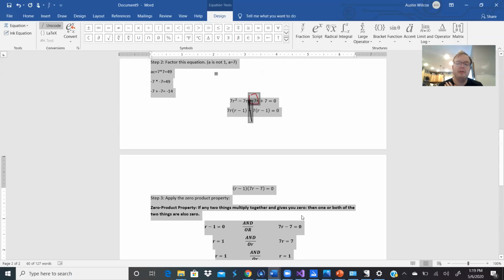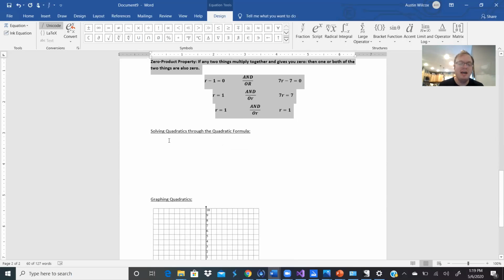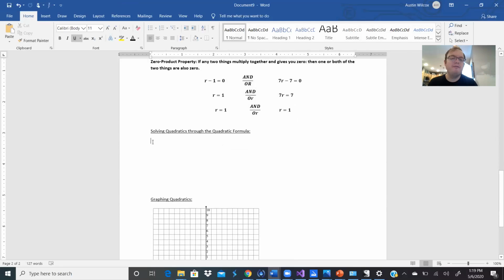Okay. But besides that, that is the only question I am going to have you solve by factoring, just because it tells me that you know how to do it so that you can apply it in future situations. Now, like I said, solving quadratics through the quadratic formula, in my opinion, is a ton easier because there is a set formula for us to use.